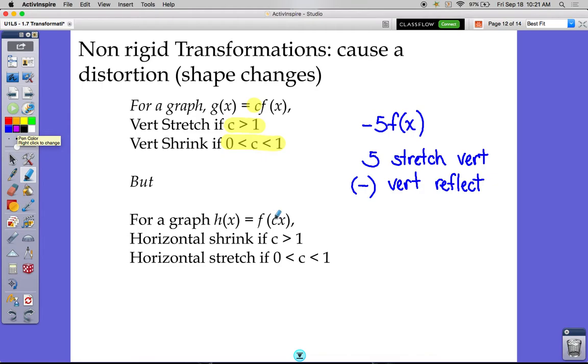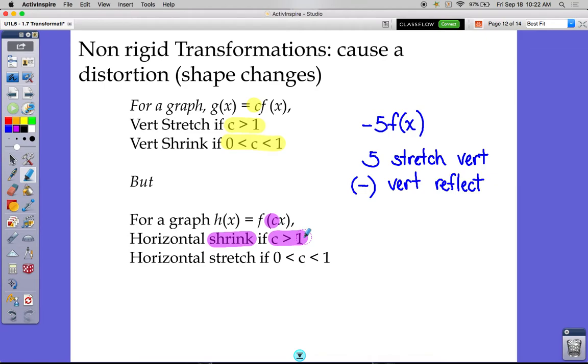Then, when we look at a graph of h of x, and again, just another function, if that non-rigid transformation, that c value, that number, is inside with the x, it is going to be a horizontal shrink when it's greater than 1. Greater than 1 is going to shrink. It's backwards. It's stretched vertically if it's more than 1. It's going to shrink if it's more than 1 now, but it's going to shrink horizontally.